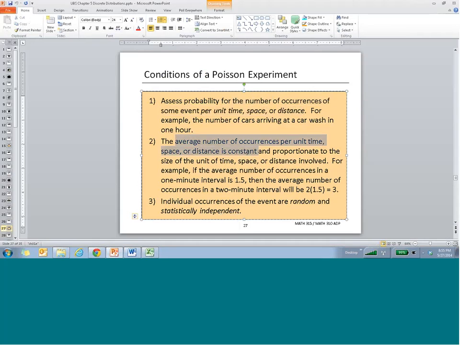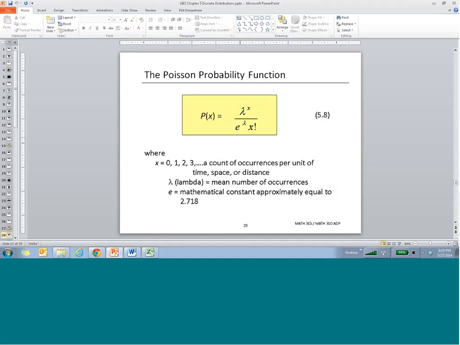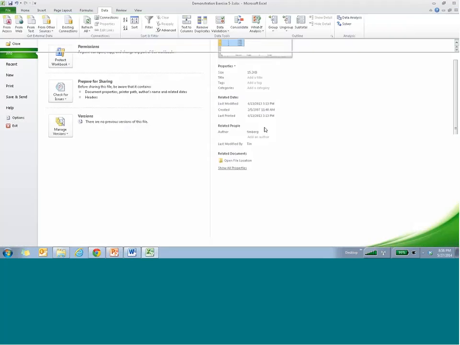And then it's always a constant. How many cars arrive per hour is a constant. It's not going to change. And if I multiply it by 2 hours, it doubles the number of occurrences. And they're statistically independent. Assuming all of those happen, then I can use this Poisson probability function. Again, don't get hung up on the formula because Excel does it for you. So close that one.